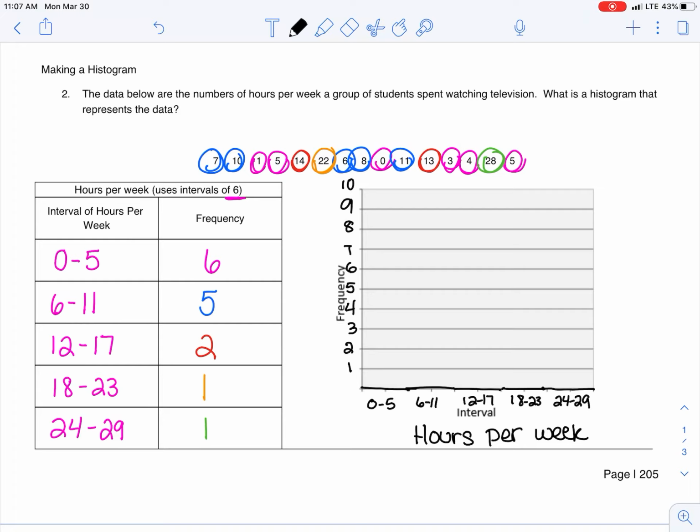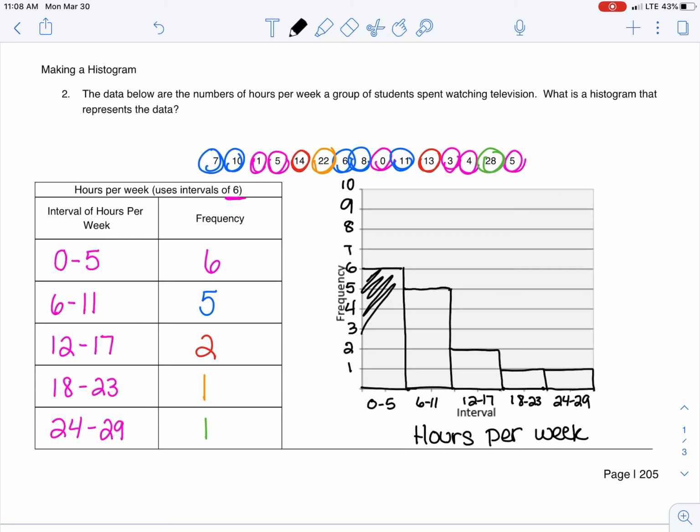So for 0 to 5, we have a frequency of 6. So you're just going to create a bar. Okay, then from 6 to 11, we have a frequency of 5. Create another bar. From 12 to 17, we have a frequency of 2. From 18 to 23, we have a frequency of 1. And from 24 to 29, we also have a frequency of 1.